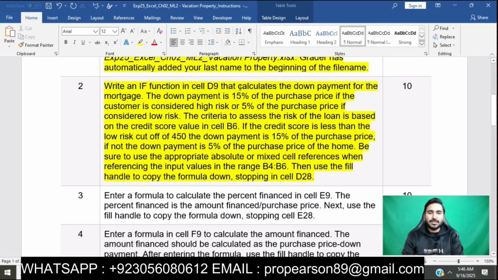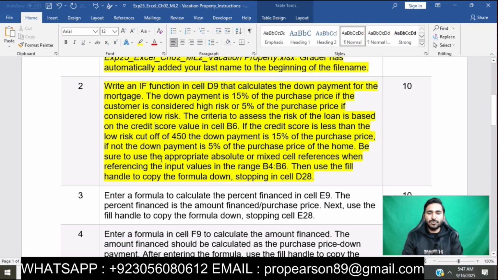Write an IF function in cell D9 that calculates the down payment for the mortgage. The down payment is 15% of the purchase price if the customer is considered high risk, or 5% of the purchase price if considered low risk. The criteria to assess the risk of the loan is based on the credit score value in cell B6. If the credit score is less than the low risk cutoff of 450, the down payment is 15% of the purchase price. If not, the down payment is 5% of the purchase price of the home.